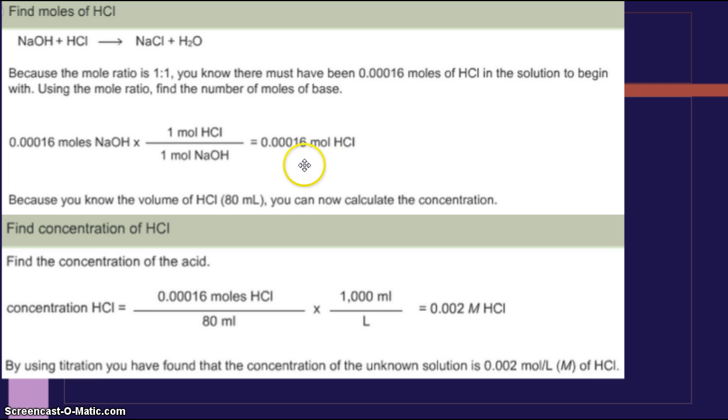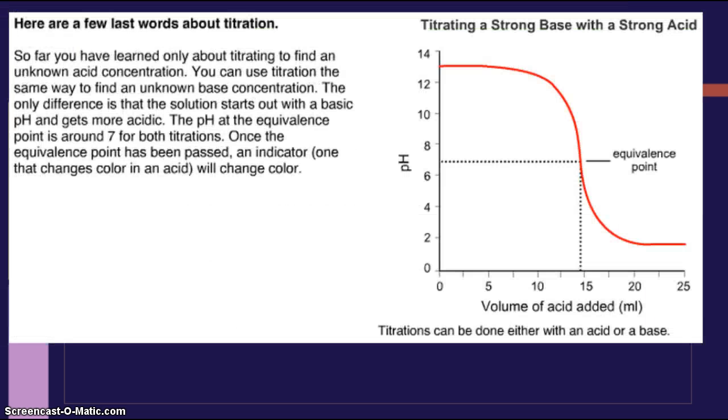Now that we know how many moles of HCl we had, and we started with 80 milliliters, we can convert that to molar, and they did times 1,000 milliliters. You could just change this and say 0.008 liters down here, and that gives you 0.002 molar HCl. Again, you don't have to know the math. There's not going to be any problems on this portion of the math. I just wanted to show it to you.